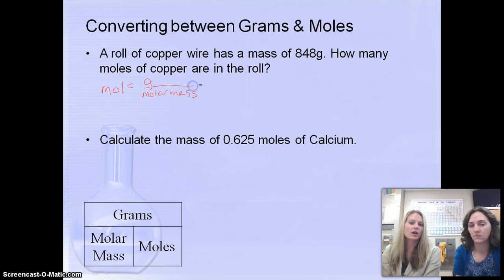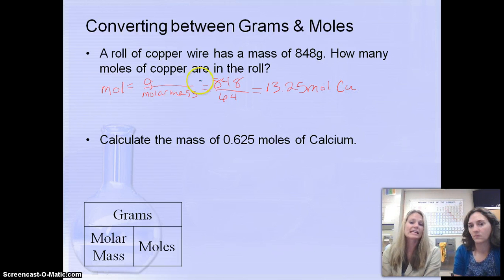So we've got the gram amount, 848. That's going to go on the top. And we're going to find out what the molar mass of copper is off our periodic table, and it's going to be 64. We're going to divide the two, and we end up with 13.25 mol of copper, which we would say Cu.